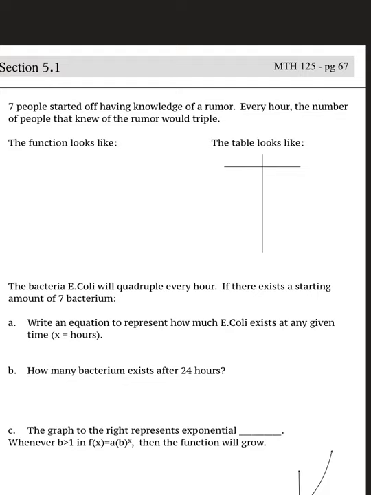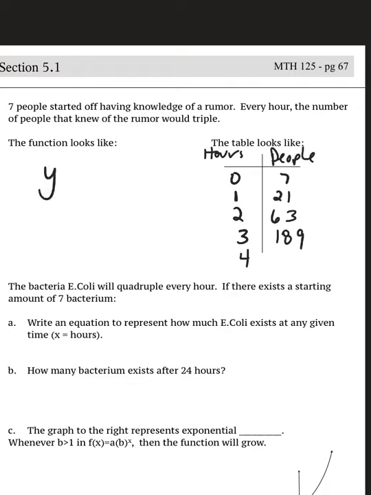The function looks like this. So this is hours right here. And this is going to be people that know the rumor. At 0 hours, 7 people know, right when we start. After the first hour, we have to triple, so now we have 21 people know. The second hour, it triples again, so now we have 63 people that know. The third hour, it triples again, so now we have 189. And then after the fourth hour, and so on and so forth, you can see how it becomes.